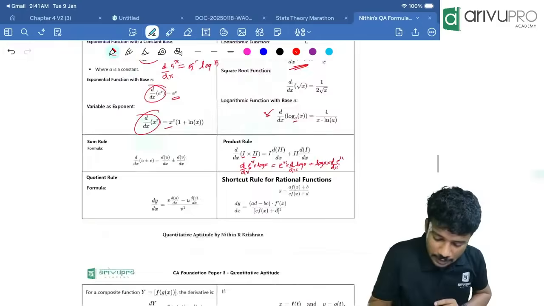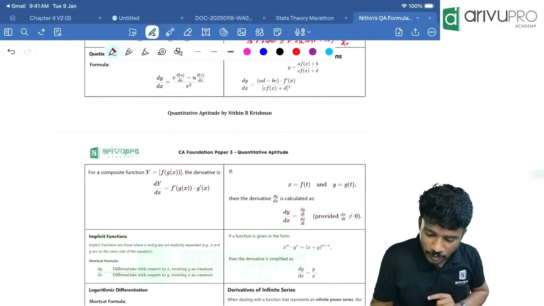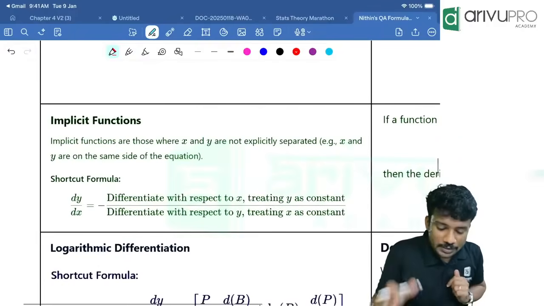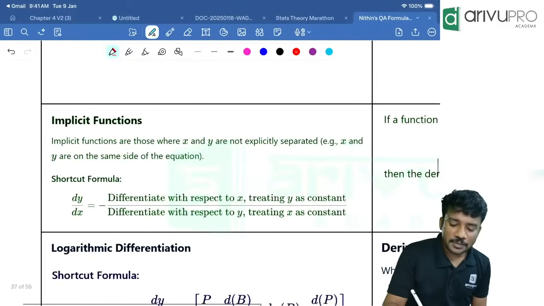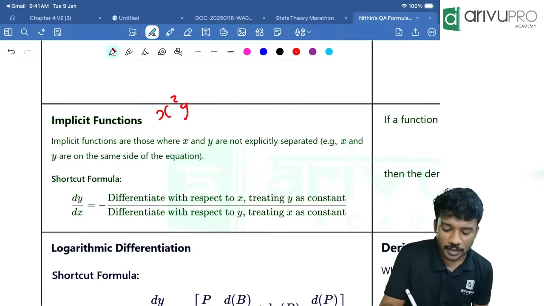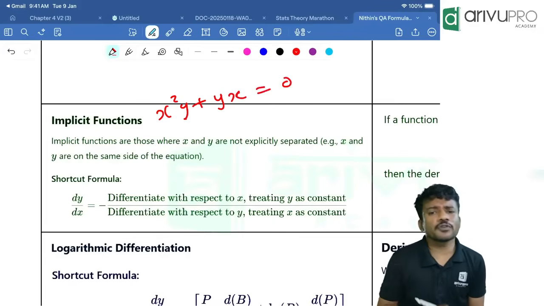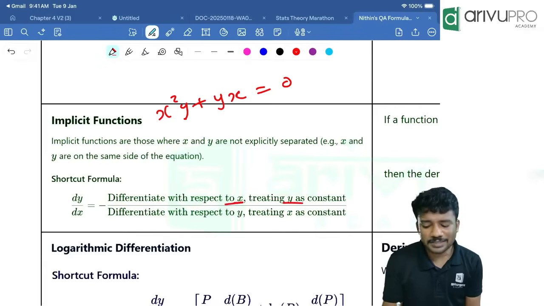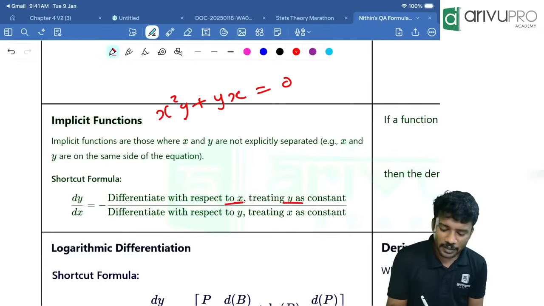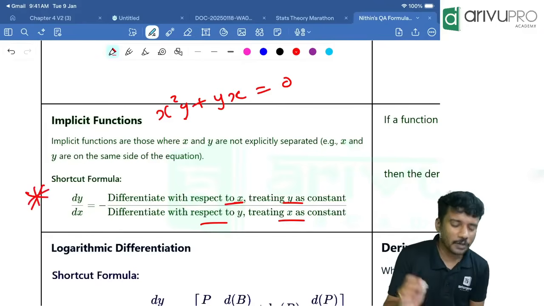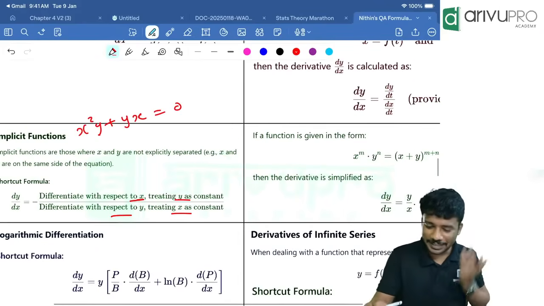Okay, then here the most important part I'm going to take is the implicit function. Implicit function means x and y are on the same side. For example, x square y plus y x is equal to 0. How to find this derivative? You can take minus of differentiation with respect to x, treating y as a constant, divided by differentiation with respect to y, taking x as a constant. We have solved multiple questions in PYQs as well as in class.